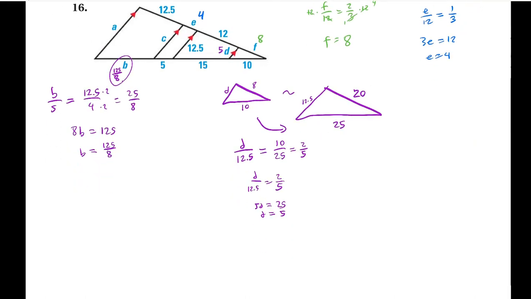So let's do c. For c, I'm going to use that small triangle again because it was so easy. 8, 10, and 5 is similar to, and then we have to do the big triangle c.